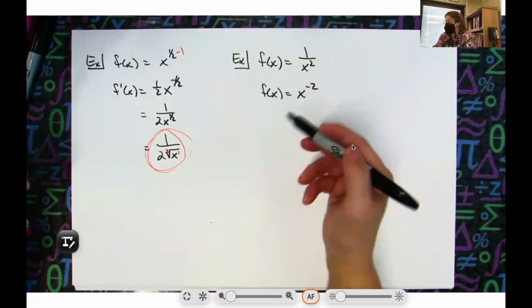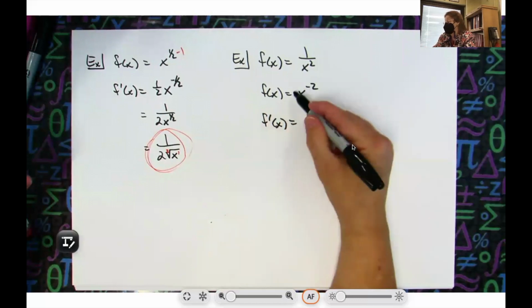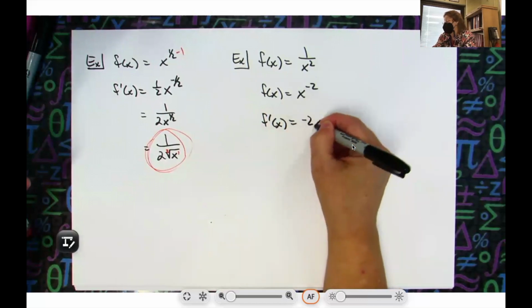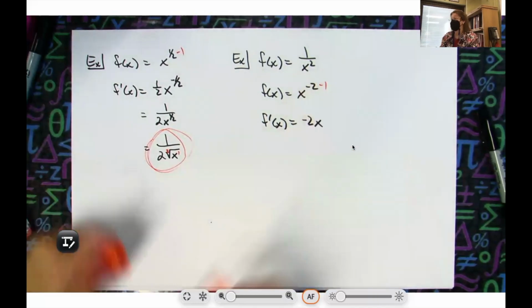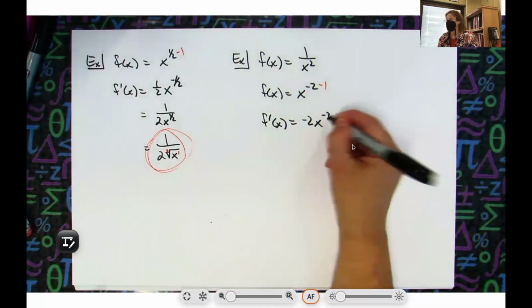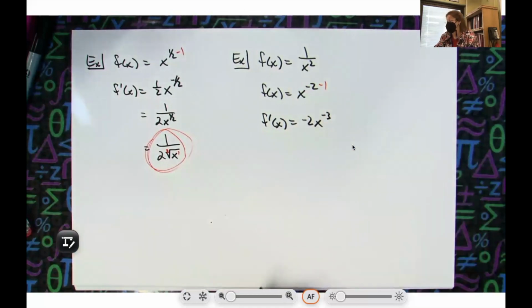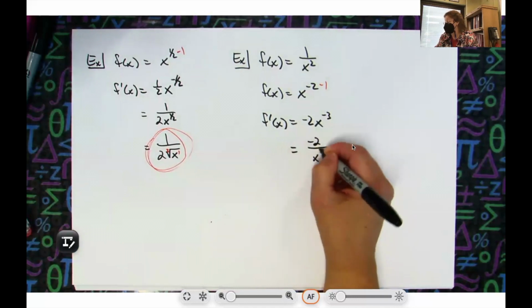I can do power rule. So I can do f prime of x at this point. Pull that negative 2 down in front. So negative 2, x raised to the, what's negative 2 minus 1? Negative 3. Am I allowed to have negative exponents? No. So negative 2 over x to the third.